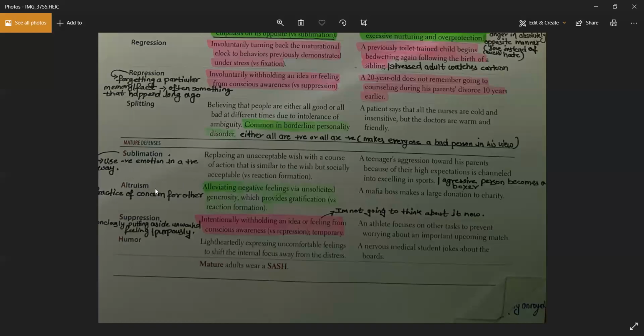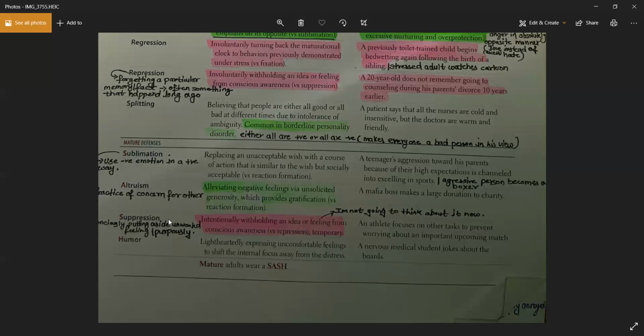Now comes suppression, in which a patient knowingly or voluntarily suppresses the negative feeling to avoid the sadness. It is different from repression. In repression, you are suppressing the feelings involuntarily.